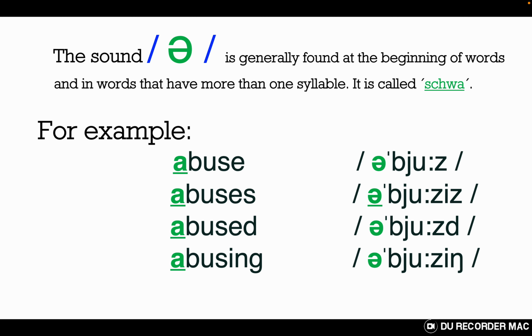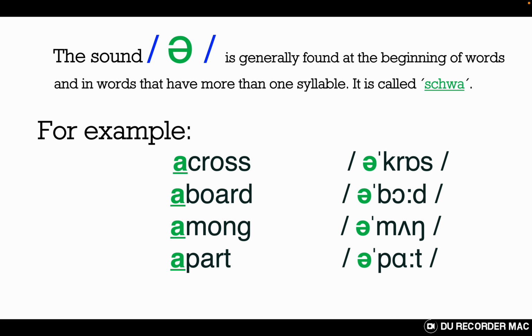Let's continue with the next slide. So in the next slide we have the 4 words. The first one is across. It's not across. The second word, aboard. The third word, we don't pronounce G. A man. But students, they say among. No, it's not among. It's a man. The last word is apart. Let's continue.